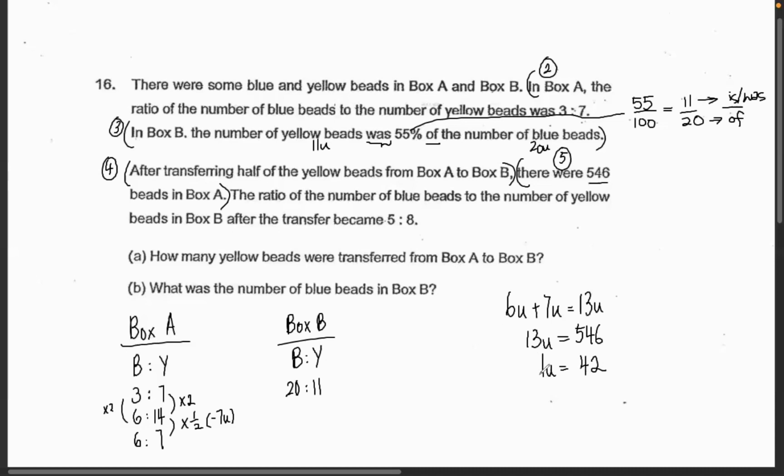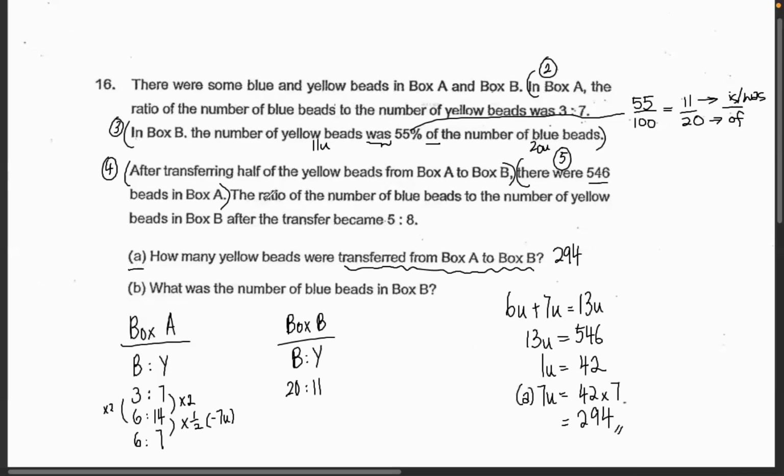Now that I'm done with this, because I got my 1 unit, I can read the question. How many yellow bits were transferred from box A to box B? Do you remember just now I transferred 7 units? So I have to do 7 units, which is 42 times 7. That will give me an answer of 294. Therefore, your answer for A is 294. Make it obvious, double line it, okay?